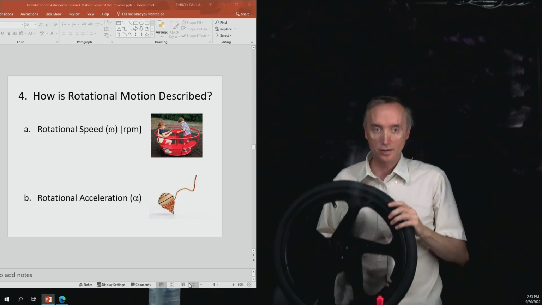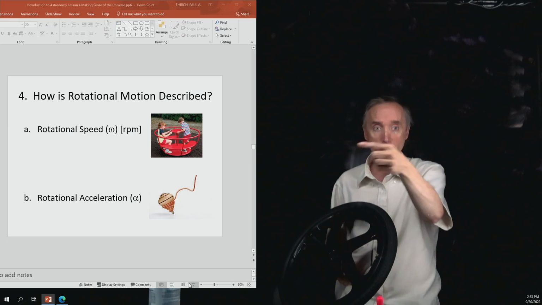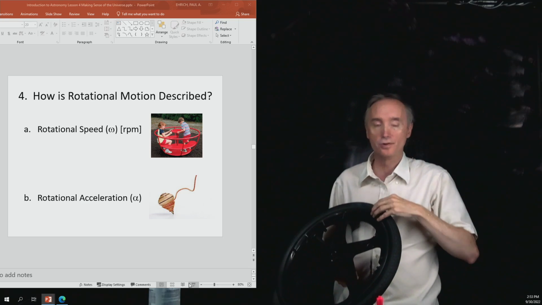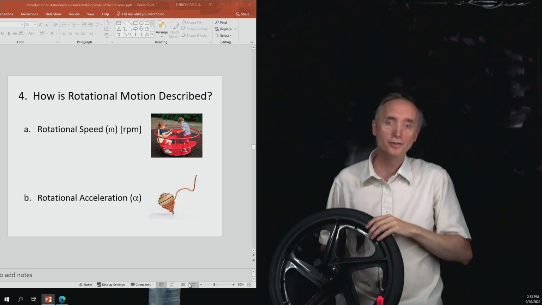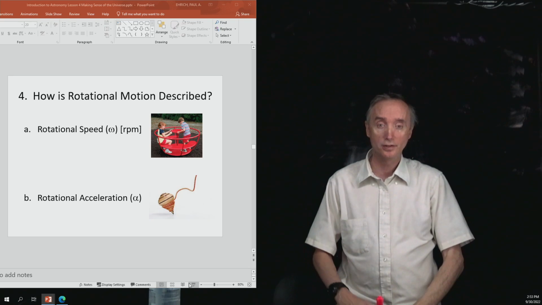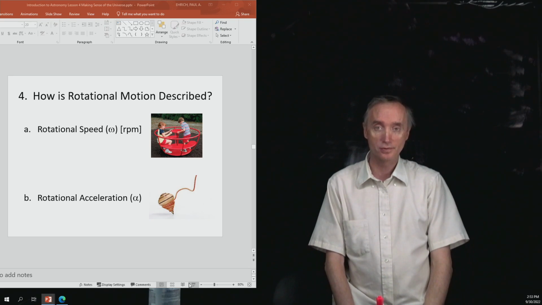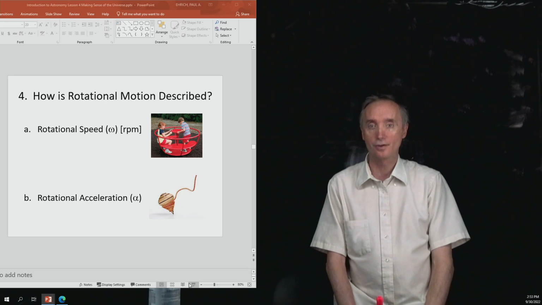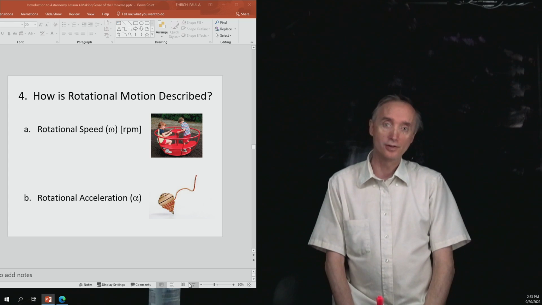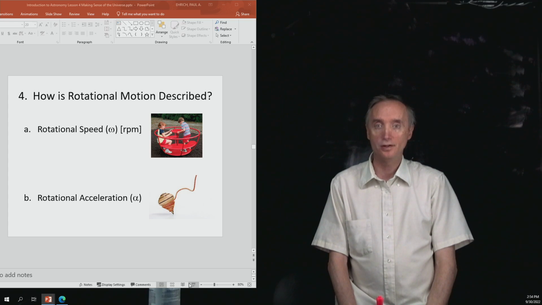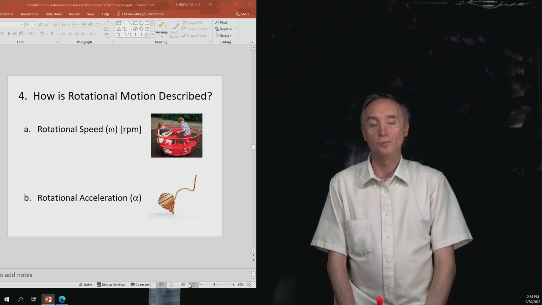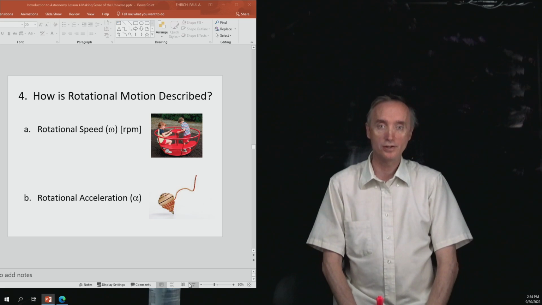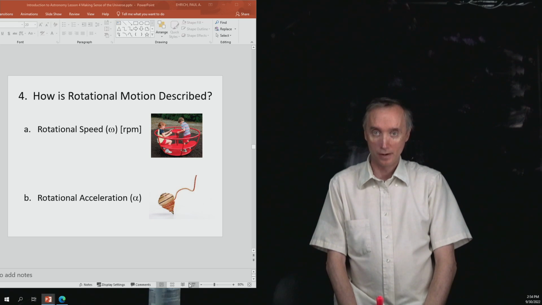Do you think that there's something equivalent to linear speed in meters per second? Yeah. So it's called rotational speed. Now, unfortunately, they've got weird letters that represent all of this. So that rotational speed is given by the letter omega. I know that looks like a W, but it's a Greek letter, which is called omega. And that's what rotational speed is symbolized by.